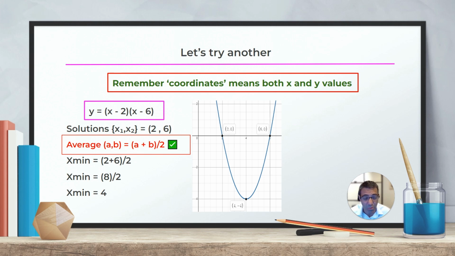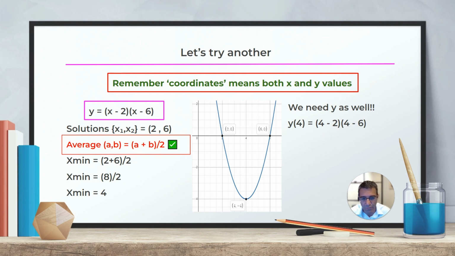Remember, we want the y-coordinate as well, so that we have the actual location on the map of that point. Now we can see here that the y-coordinate is negative 4, but if you couldn't see it, you can always plug it into your equation. Y equals x minus 2 factor of x minus 6 will generate points. Any x value you plug in, it'll give you the y value for it. So let's plug 4 in there, and that's pretty straightforward.